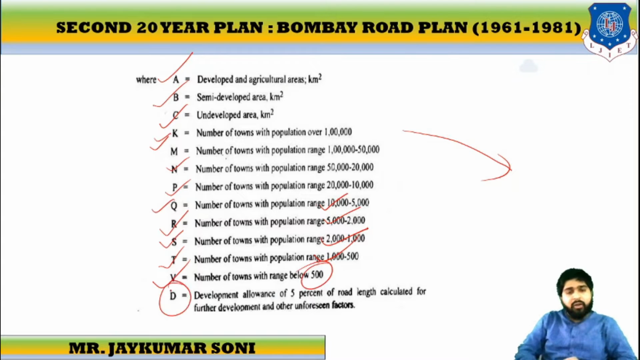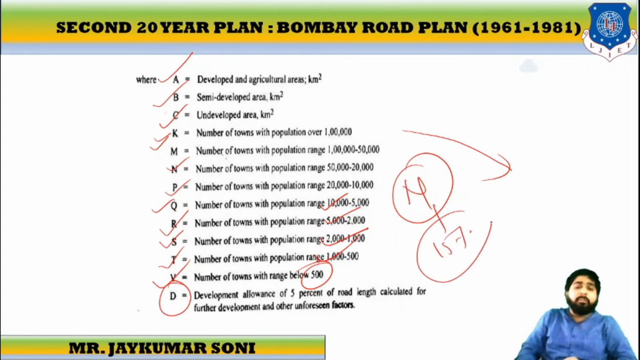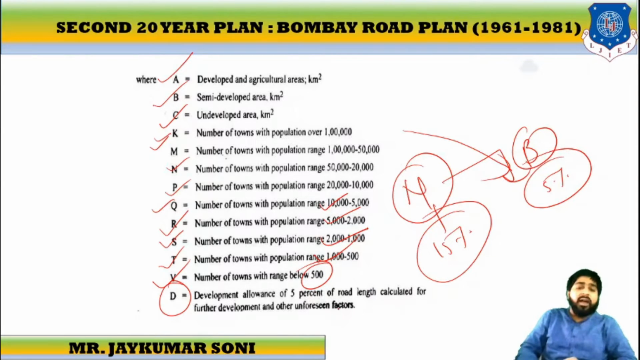And D is for development allowances. In the Nagpur road plan, it was considered as 15% of the road length. Here in the Bombay road plan, it is considered as 5% of the road length. Fine. So it starts like this.